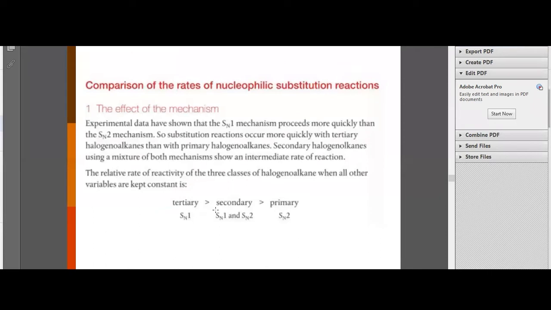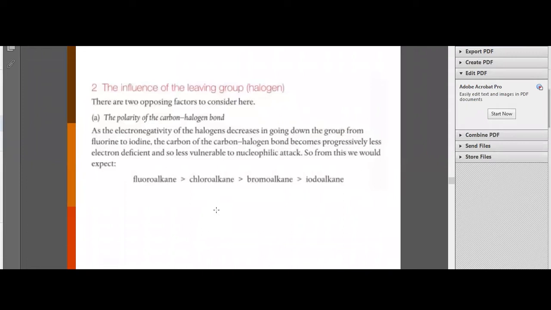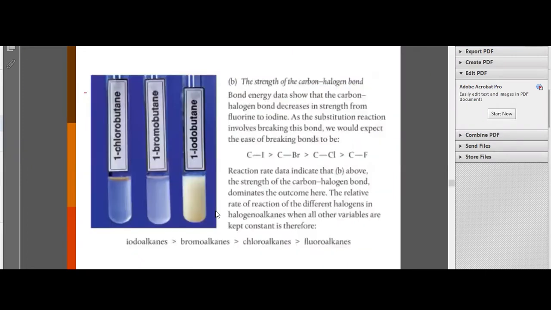Okay, the second factor that affects the rate of reaction is the influence of the leaving group, or the halogen. If we have C-I, the bond length is longer compared to C-Br, C-Cl, C-F, then it will occur at a faster rate compared to the other halogens. Okay, look here.